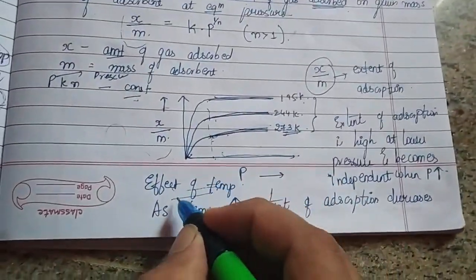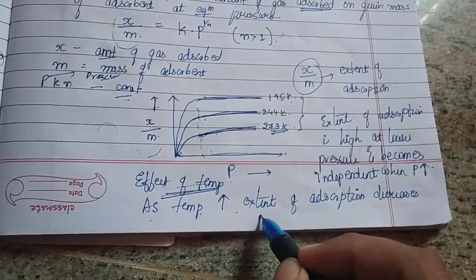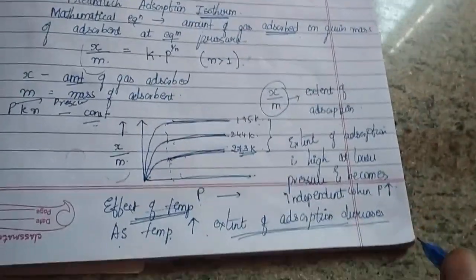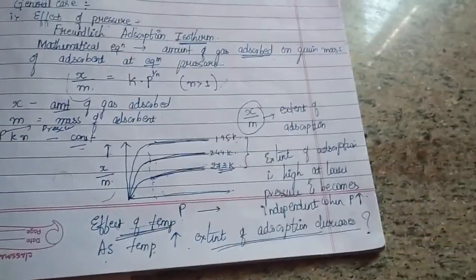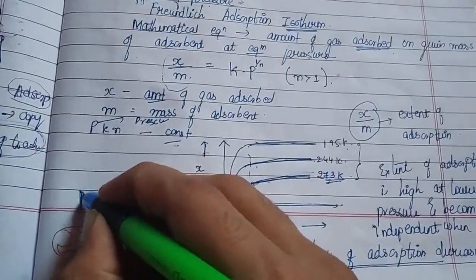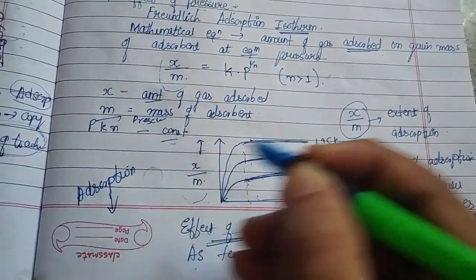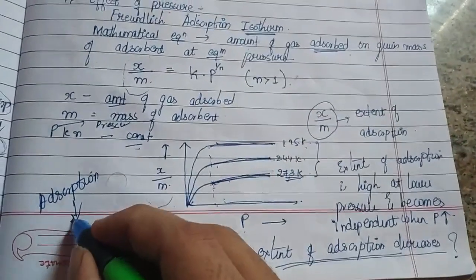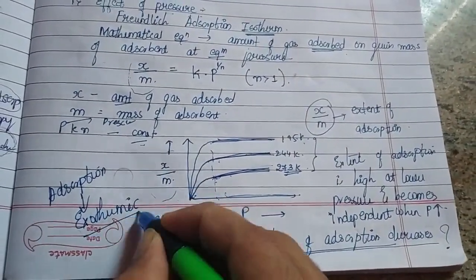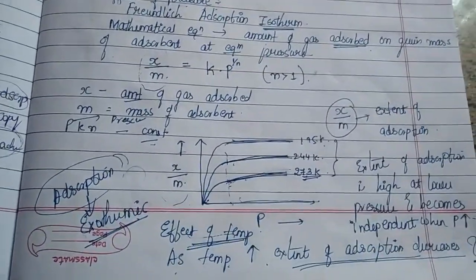Coming to our heading, the effect of the temperature. As I have explained, as the temperature increases, the extent of the adsorption decreases. Now if you ask me, sir, why is it so? What do we know? Of course, adsorption is exothermic or endothermic? Of course it is an exothermic process. That means whenever adsorption takes place, heat will be liberated.